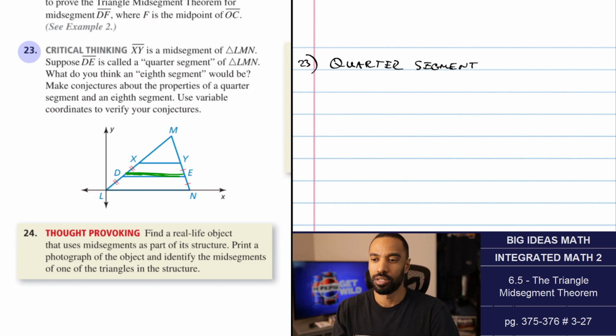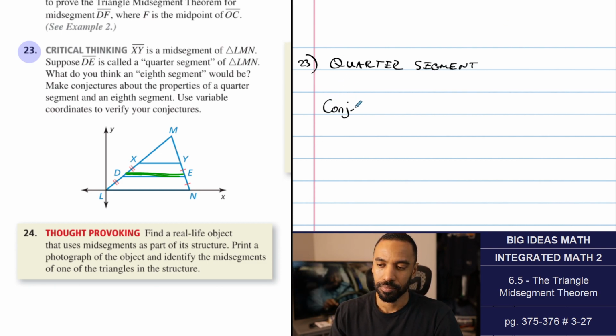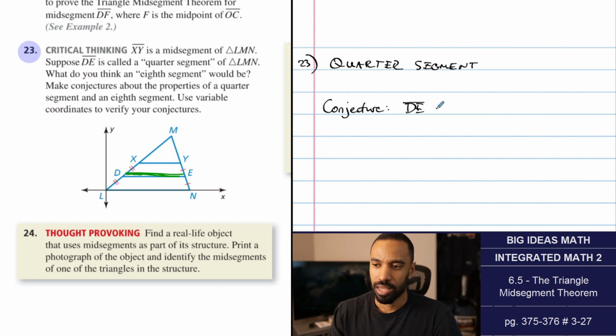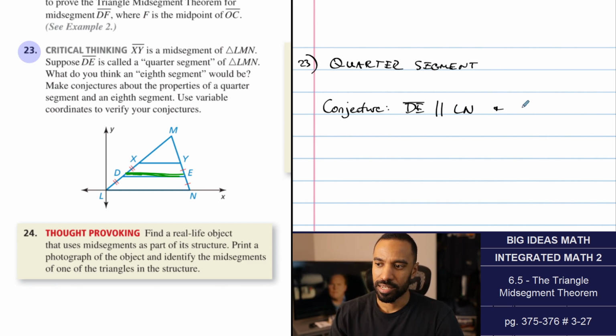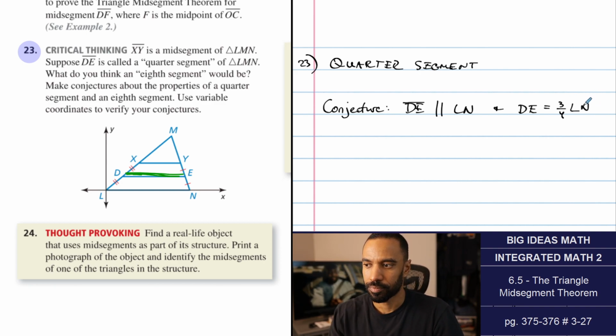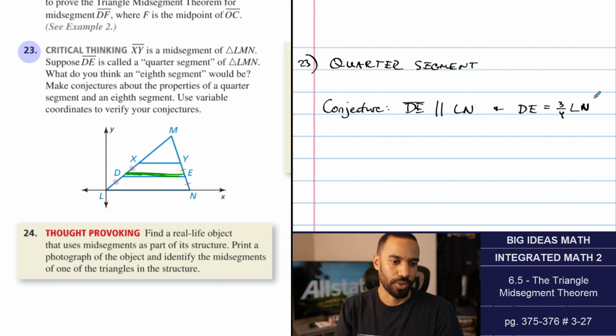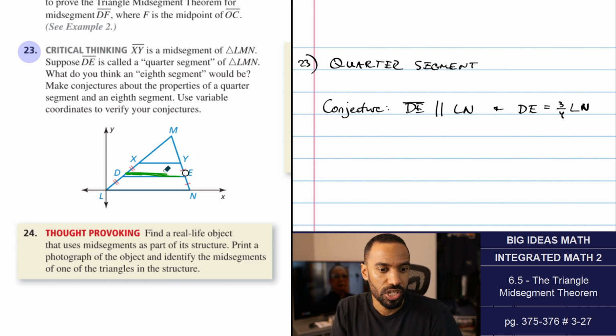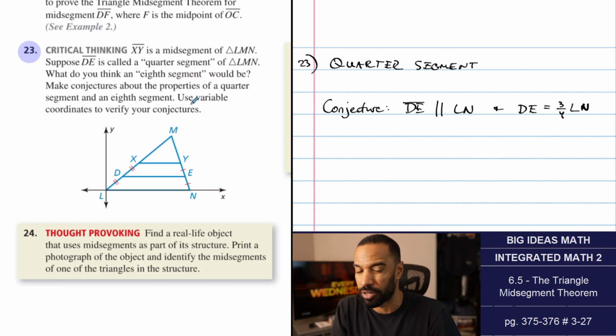So my conjecture is that segment DE is still parallel to LN. That hasn't changed. And DE is 3/4 the length of LN. This is my conjecture. So that's where I'm going with that. Okay. Seems to make sense, and honestly, I don't see a reason it won't be true. By triangle similarity, these should be in proportion that way, so it's probably right.